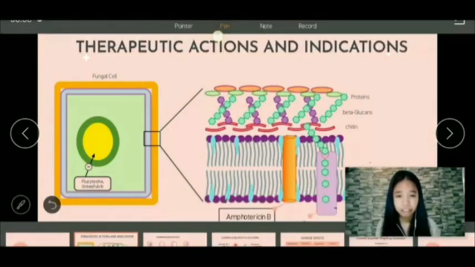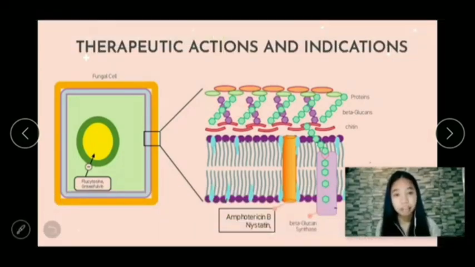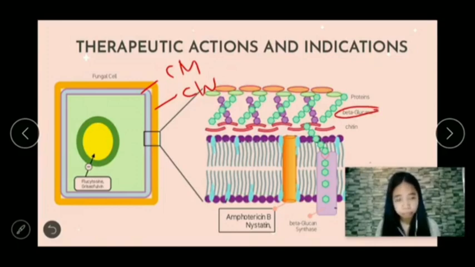So in the antifungals, we have drugs which basically act on the cell wall, on the cell membrane, and on nucleic acid synthesis. What we need to remember is that in the fungal cell, you have an inner layer, which is the cell membrane, and the outer one, which is the cell wall. In the fungal cell wall, we have beta-glucan, which is very important. And in the fungal membrane, we have ergosterol, which is very important on the membrane as well.